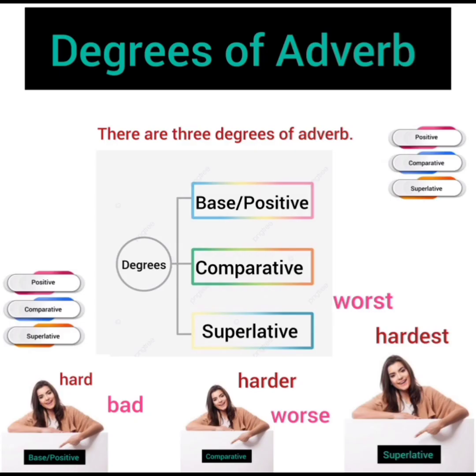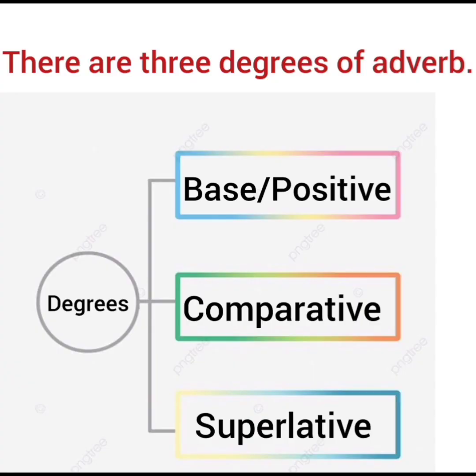There are basically 3 degrees of adverbs. Number 1 is base or positive degree. Number 2 is comparative degree. And number 3 is superlative degree.